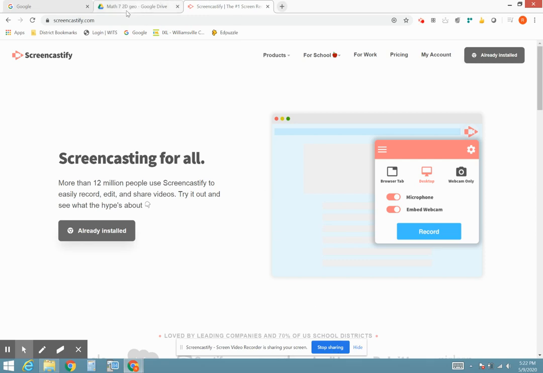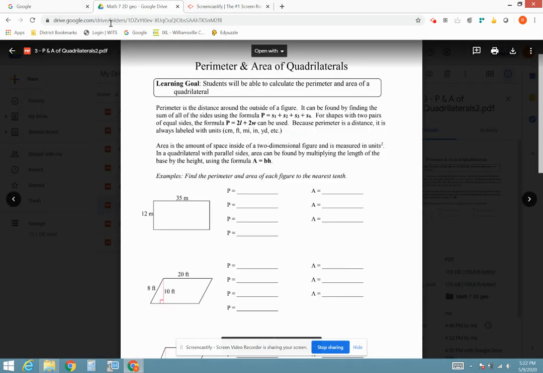Hey everybody. Today we are doing perimeter and area of quadrilaterals.